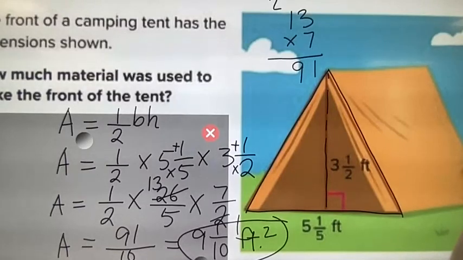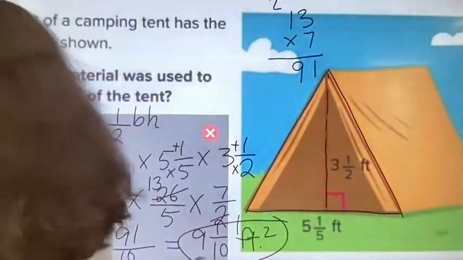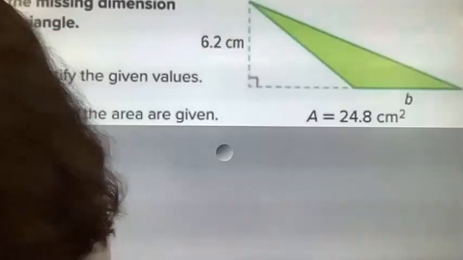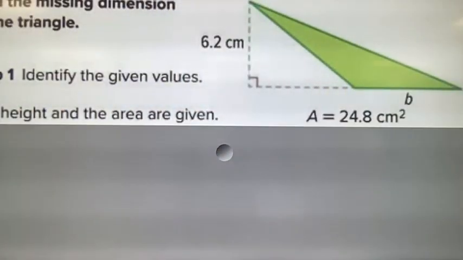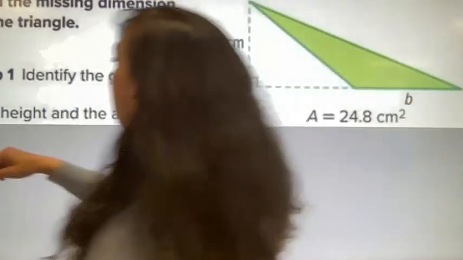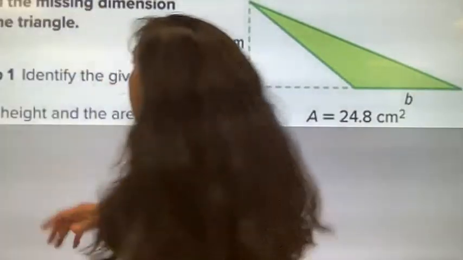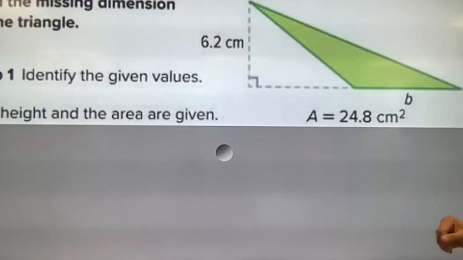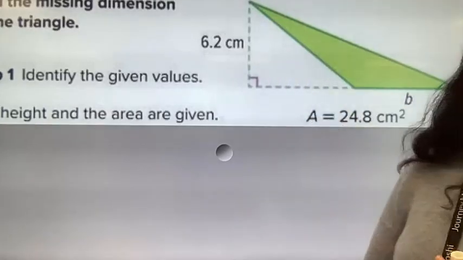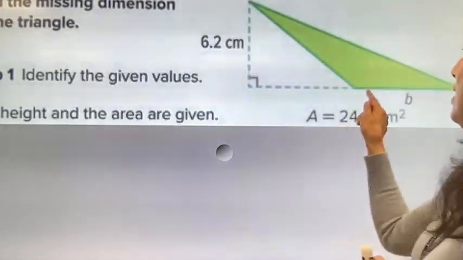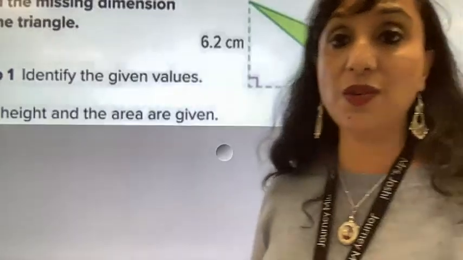Now, let's do one where there are sometimes missing dimensions. So, let's go ahead and do this one. Find the missing dimension of the triangle. All right, I'm going to find the missing dimension of the triangle. So, let's look at what we are missing. I know that I'm trying to find the area, and the area is already given to me. And the height is given to me. So what am I missing? I'm missing the base. And that's what I need to calculate now.